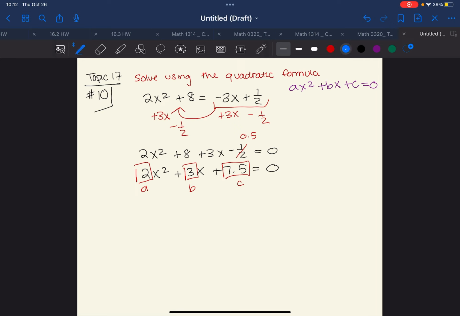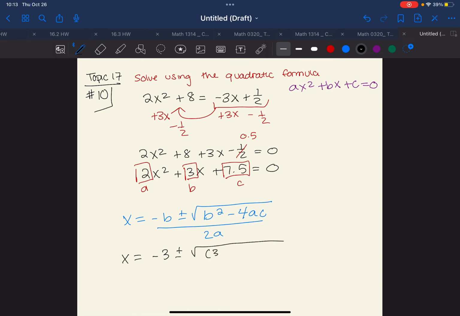Remember that our quadratic formula is x is equal to negative b plus or minus the square root of b squared minus 4ac all over 2a. So plugging everything in, we have x is equal to negative b. So since b is 3, we're making it negative 3, plus or minus the square root of b squared, so 3 squared, minus 4 times a, which is 2, times c, which is 7.5, all over 2 times a, which is 2 times 2.